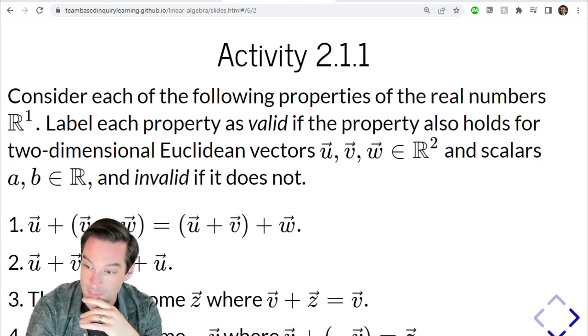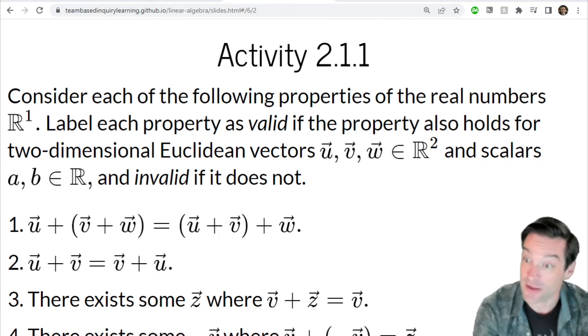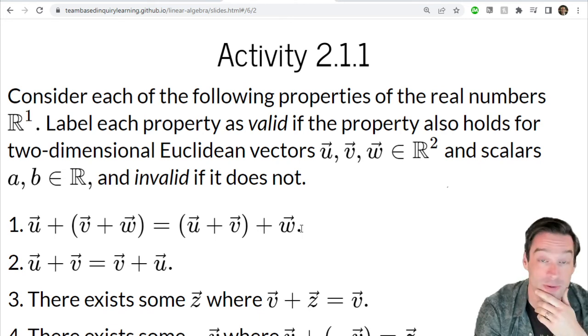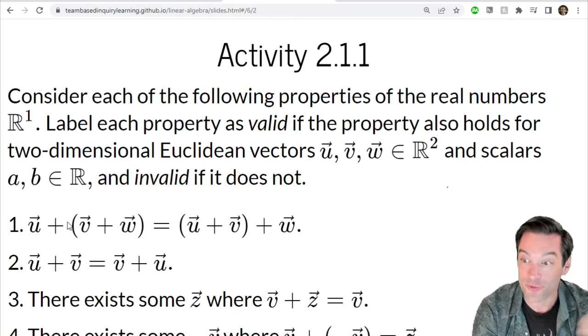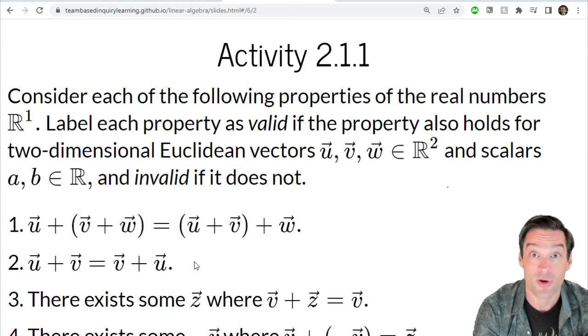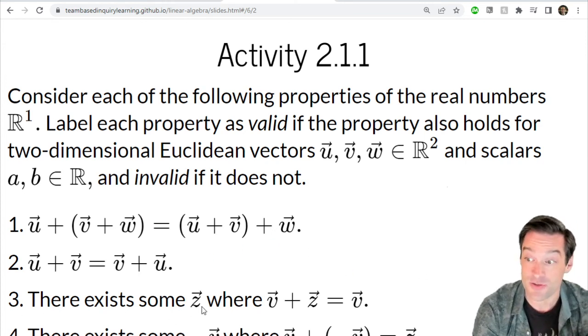So what are some of the examples? One example is this first property that says that if I'm adding three vectors, it doesn't matter if I add the second pair first and add the first one to it, or if I add the first pair first and add the third one to it. This is called the associative property of addition. It holds for real numbers, and then the question is, does it also hold for vectors? Property 2 is also called the commutative property. Property 3: there exists a vector z such that v plus z is equal to v.